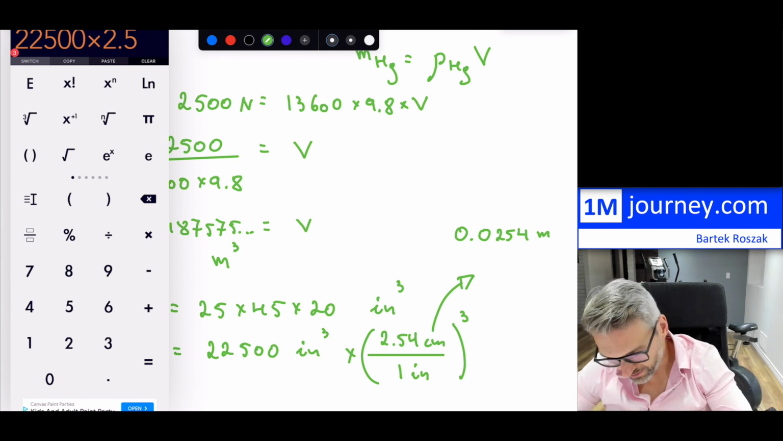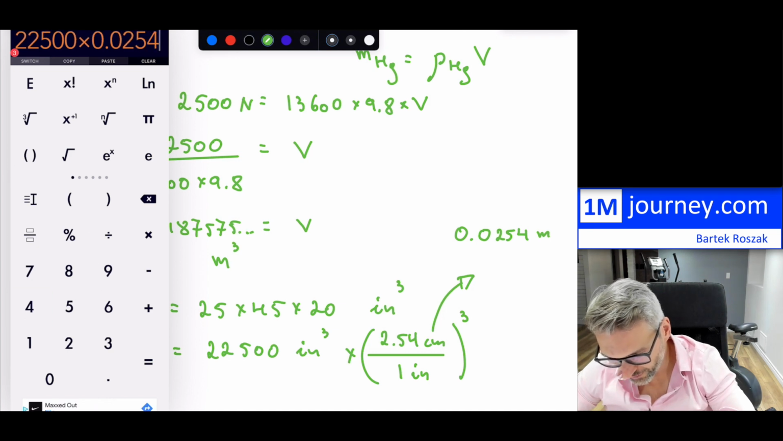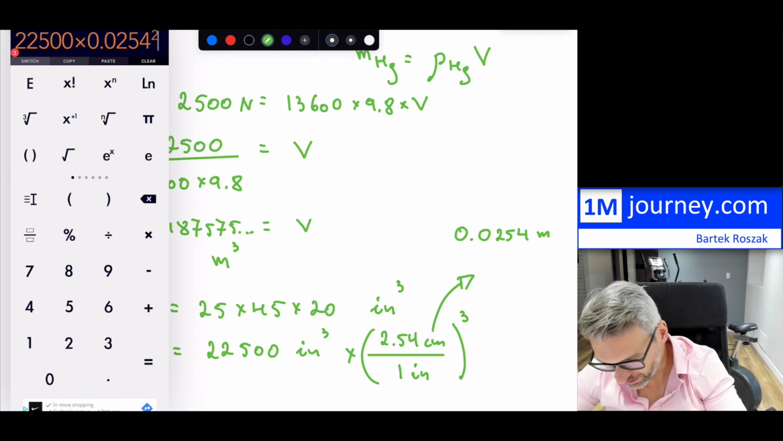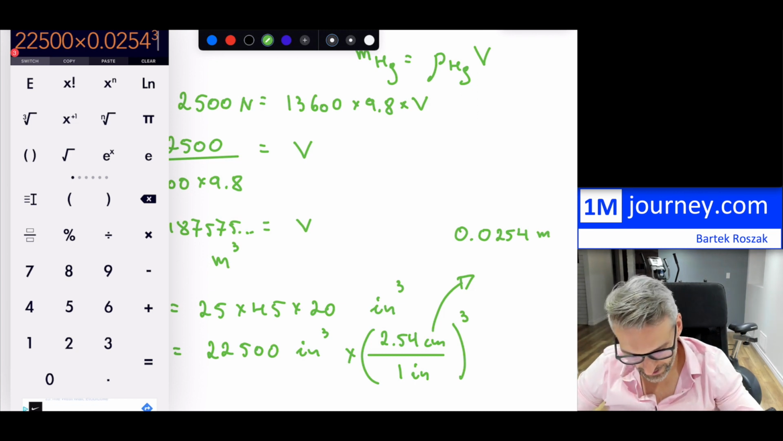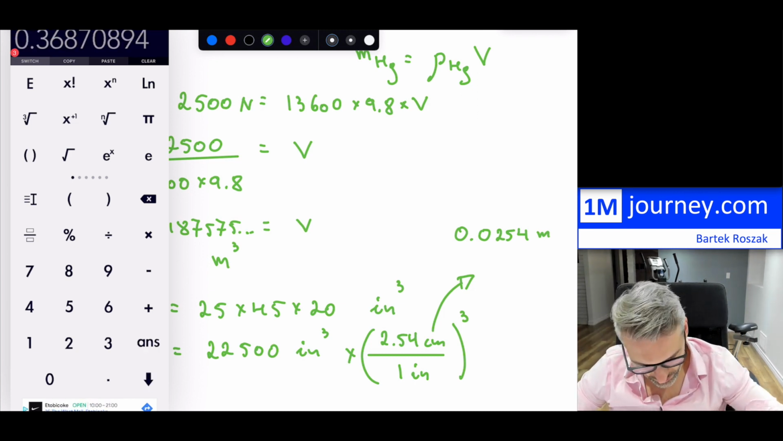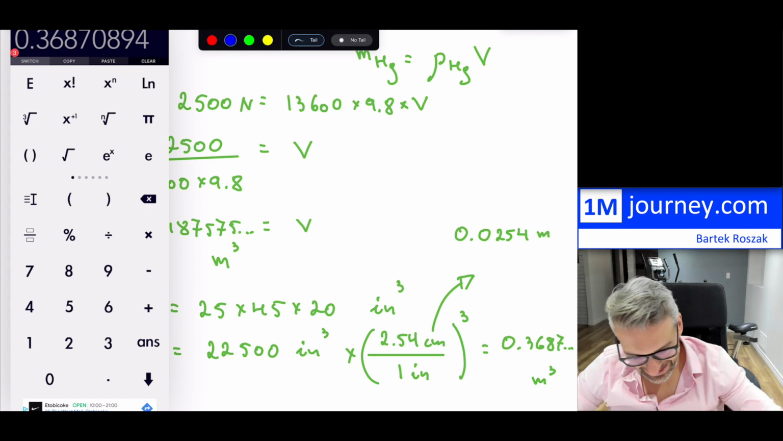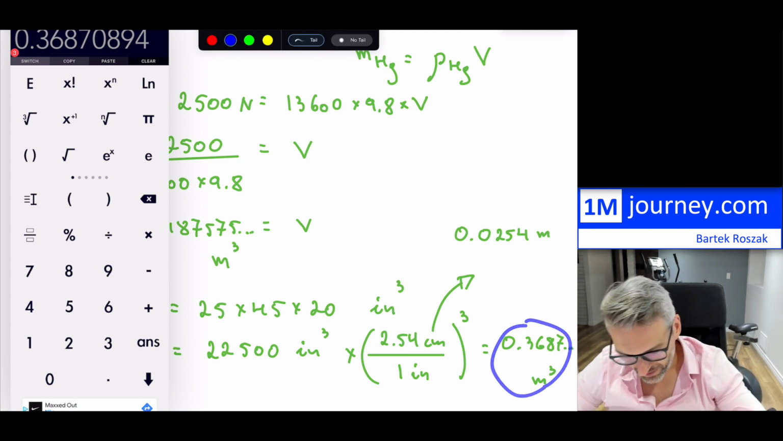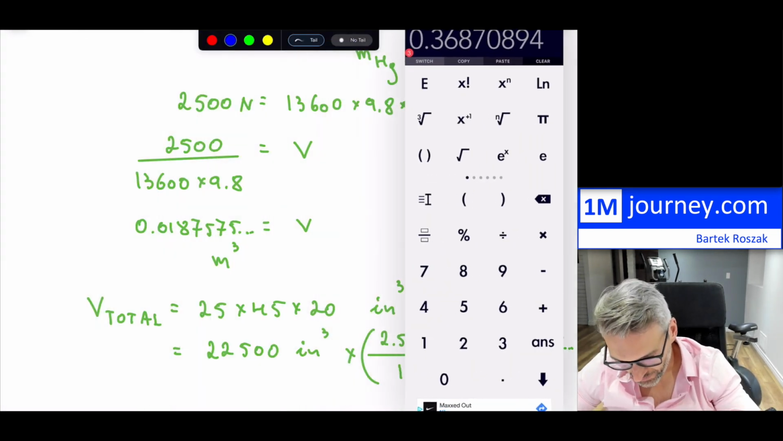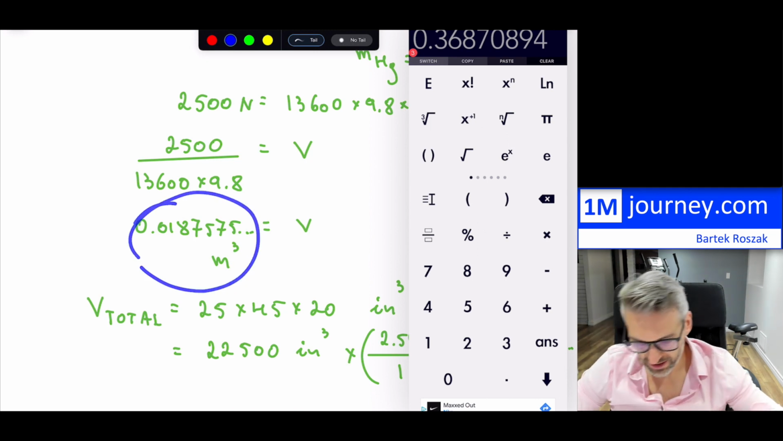So instead, because we want meters, I'm going to put 0.0254, and that's going to be cubed, all right? So what is that equal to? Well, there we have it, 0.3687, etc., and that's meters cubed. This is the entire volume, but this right here is how much has actually been submerged.